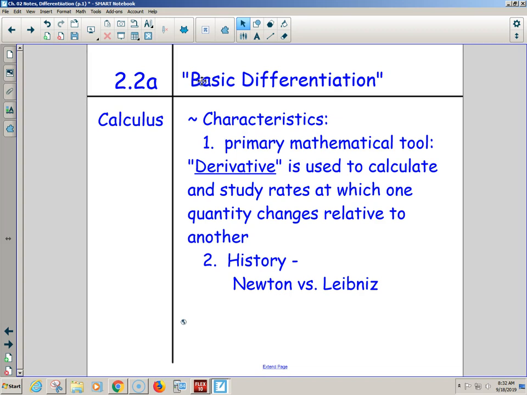Derivative is used to calculate and study rates at which one quantity changes with respect to another. And isn't all of calculus about the math of change? Things are changing and how they're changing and how fast they're changing and all sorts of change.